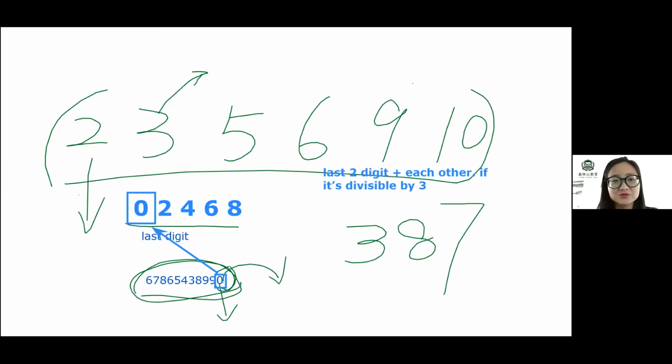Because, like Heidi said, 3 plus 8 plus 7 is 18. 18 can be divided by 3, so this whole number can be divided by 3. Okay, so I'll make a longer one: 1, 1, 2, 3, 4. What about this one? Can it be divided by 3?